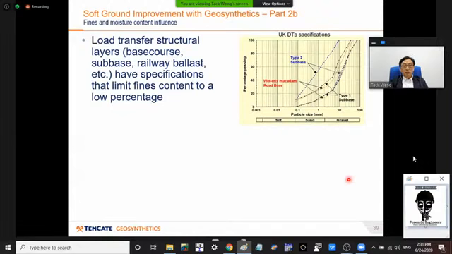I'd like to now talk about the load transfer structural layers. They are basically under specification control that limits the fines content to a very low percentage, because it is the fine materials that get affected by moisture and can lose a lot of the strength if it is wetted up or saturated.